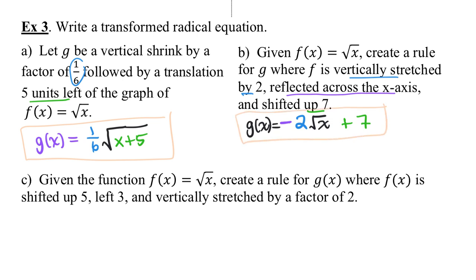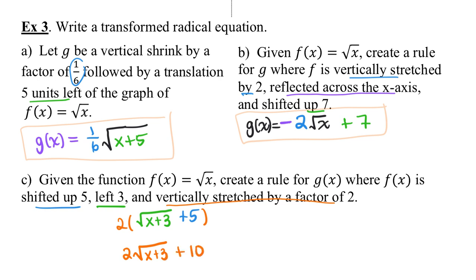Okay, one more. Given the function f of x equals square root of x, create a rule for g of x where f of x is shifted up 5, left 3, and vertically stretched by 2, and that was listed last, so I'm going to apply it last. So it looks like it's going to be 2. You don't distribute into a radical. Plus 2 times 5. Now we're at 10. And this was g of x.